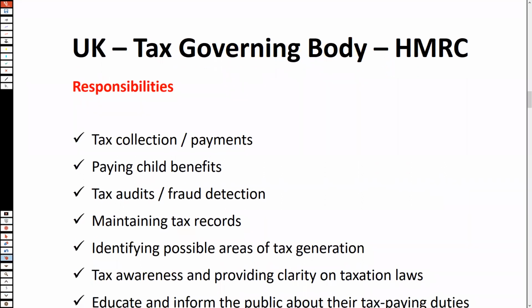Now, UK tax governing body name is HMRC, Her Majesty Revenue and Customs. Tax bodies are also termed as revenue bodies.